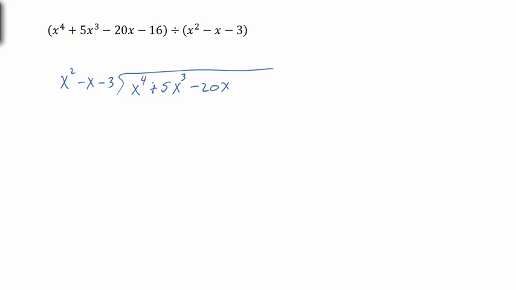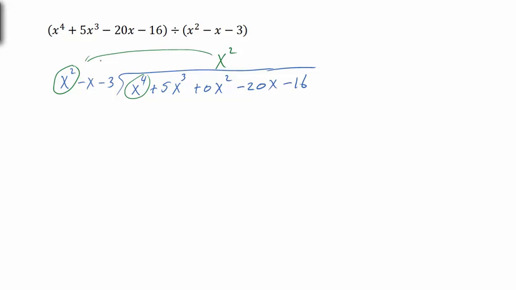What did I leave out here? We have x to the 4th, x cubed. We don't have an x squared. So remember, we want to put in a placeholder, 0x squared minus 20x minus 16. And we're going to do the same process. What do we need to multiply the x squared by to get x to the 4th? We need to multiply by an x squared. So I'm going to put the x squared here.